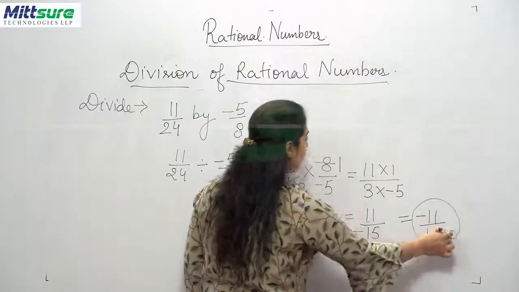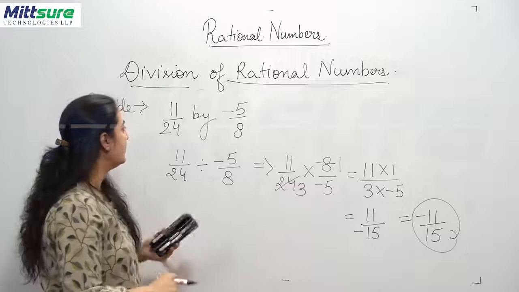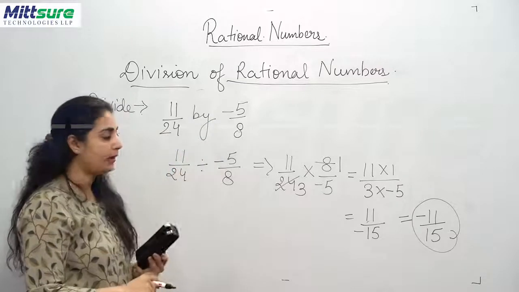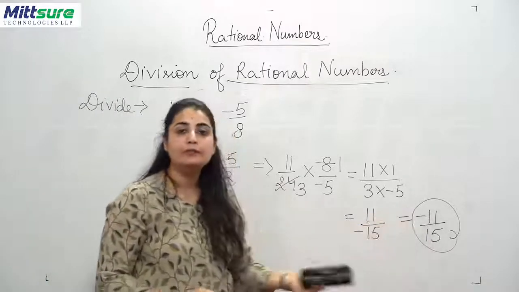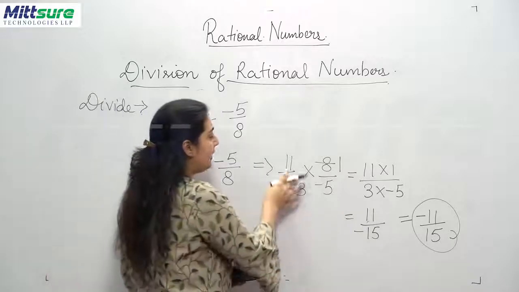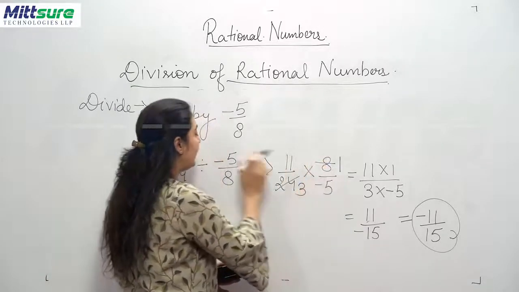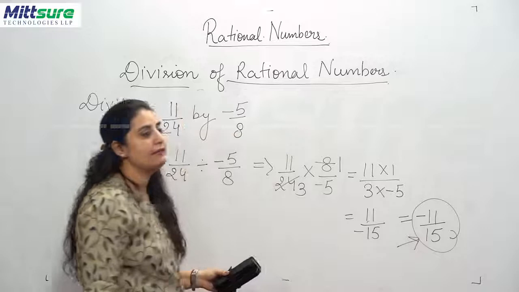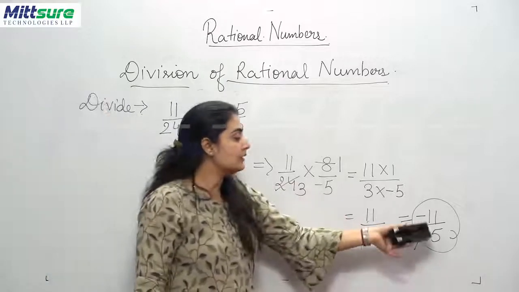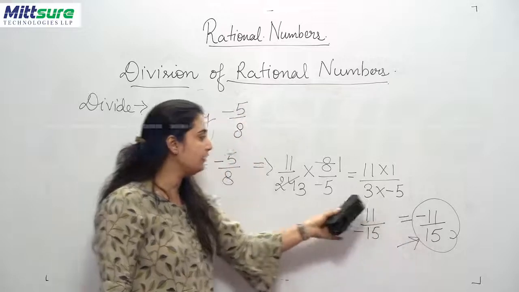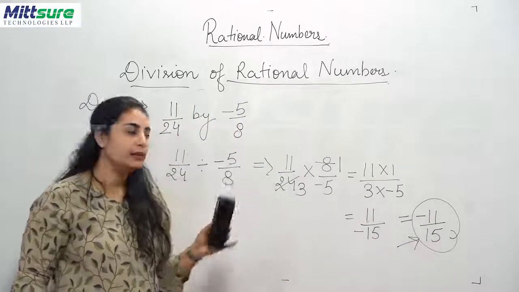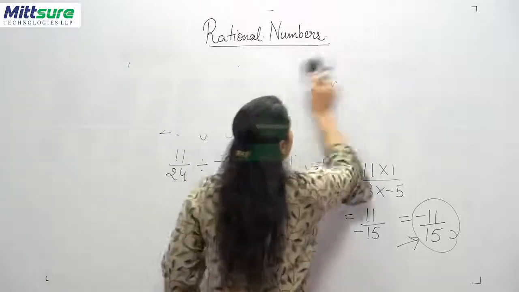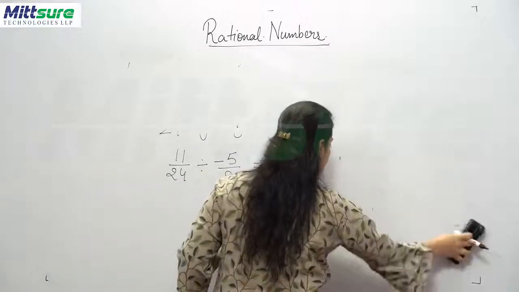So the final quotient of the given division is: 11 upon 24 divided by minus 5 upon 8 gives you minus 11 upon 15. So we have multiplied 11 upon 24 with the multiplicative inverse of minus 5 upon 8 and we have got the quotient minus 11 upon 15, which is the standard form, the reduced form of the given rational numbers. Clear? Now let's come to the properties of division of rational numbers.